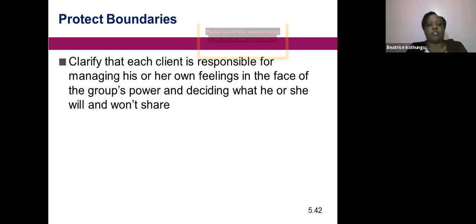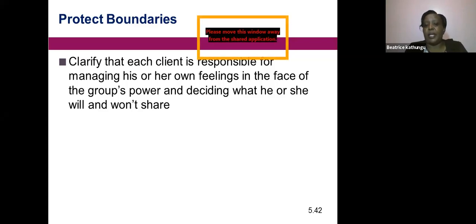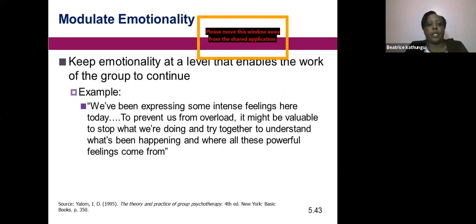So that's important for us to do. We also need to protect boundaries by clarifying that each client is responsible for managing their own feelings in the face of the group's power, and to decide what they want to share or not to share. Now, we need to keep emotionality at a level that enables the work of the group to continue.